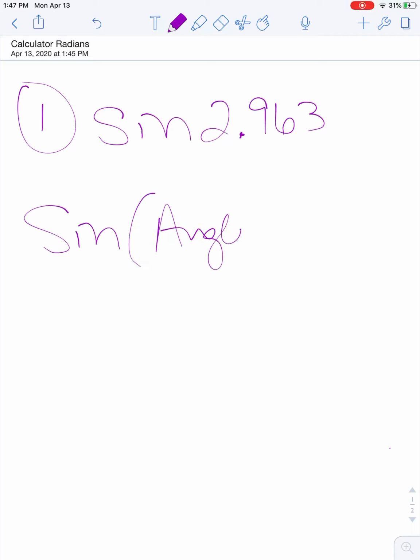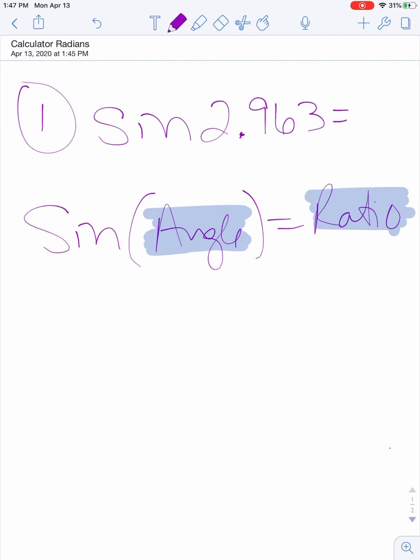Okay, so if we start out the same thing, again, if I say sine of it, it's going to be ugly decimals, and that's the problem with radians. It may say here 2.963. You have to know right now, are you finding the angle or are you finding the ratio? So remember, it's sine of an angle equals the ratio. The angle is always right after the sine. The ratio is always after the equal sign. So if I look back at number 1 here, we are finding what this is equal to. We are finding the ratio.